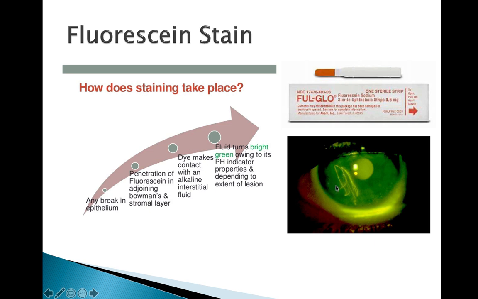With fluorescein stain, you have to turn off the light in the exam room and use a special light, and you will see this bright green if there is a corneal lesion or corneal ulcer. So this is a corneal abrasion, something scraped across the cornea in this patient.